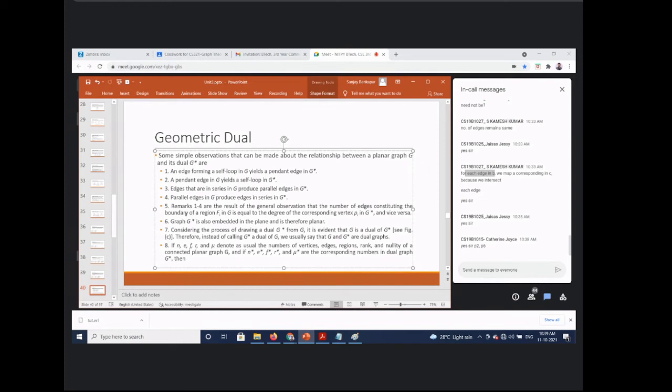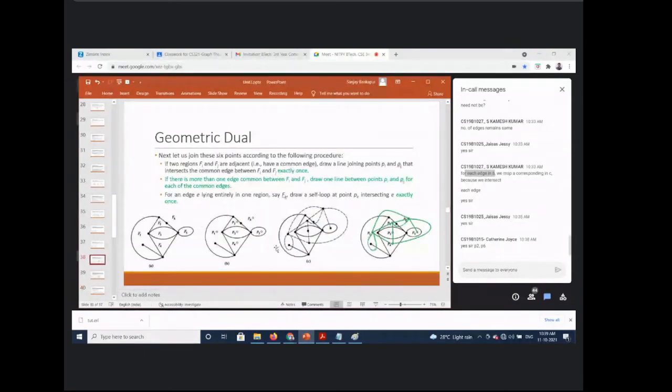Now the fifth point: remarks 1 to 4 are the results of the general observation that the number of edges consisting the boundary of region Fi in G is equal to the degree of the corresponding vertex Pi in G star. The boundary of a region Fi in the actual graph becomes the degree of the corresponding vertex Pi in G star. Can we quickly go to our previous example?